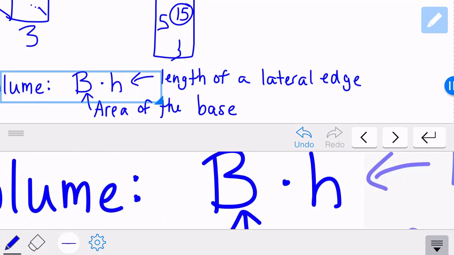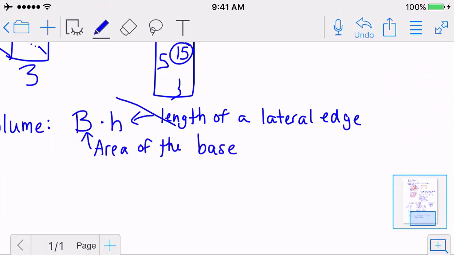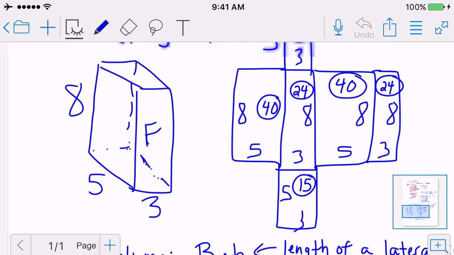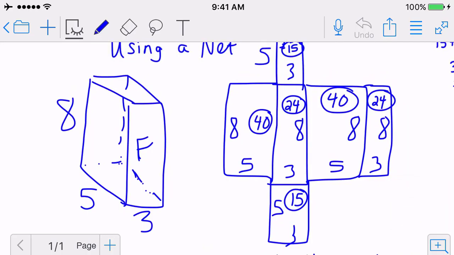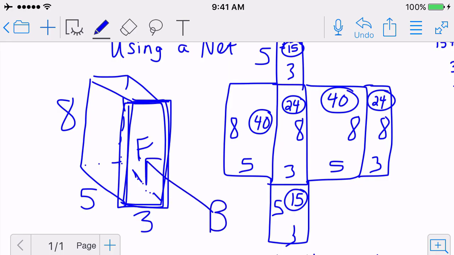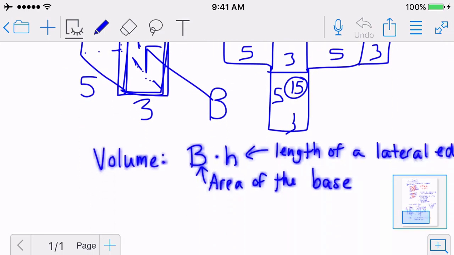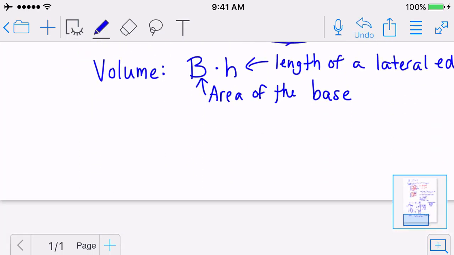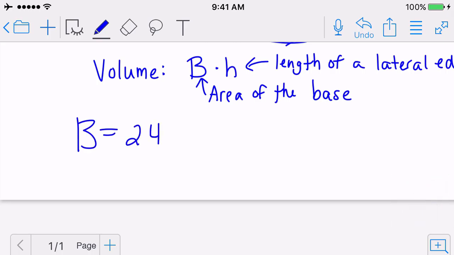So let's take a look back up here in our example. Since this one's rectangular, it doesn't really matter which sides we use as the base. So let's stick with this front side here, and we're going to use that as our base. So what's the area of that base? Well, we found it in our net. It was a 3 by 8, so that was 24. So for this one, we said our base is 24. Our lateral edge then, or the height, it went back 5.